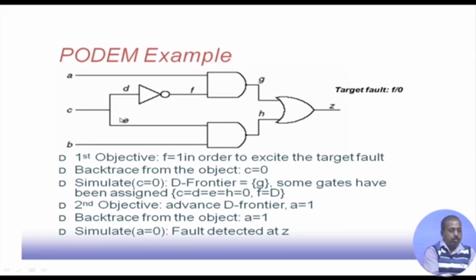So we simulate c equal to 0, so that the D frontier will be equal to g, because now this line is at D. So the D frontier is this g, and some gates have been assigned. Since this is g, the c, d, e and h are all set to 0, and f has been set to be D. Now another objective is to advance the D frontier. For advancing this D frontier, I have to set a to be equal to 1, and we backtrace the objective from a equal to 1. If we simulate a equal to 0, that way the fault is detected at line z.